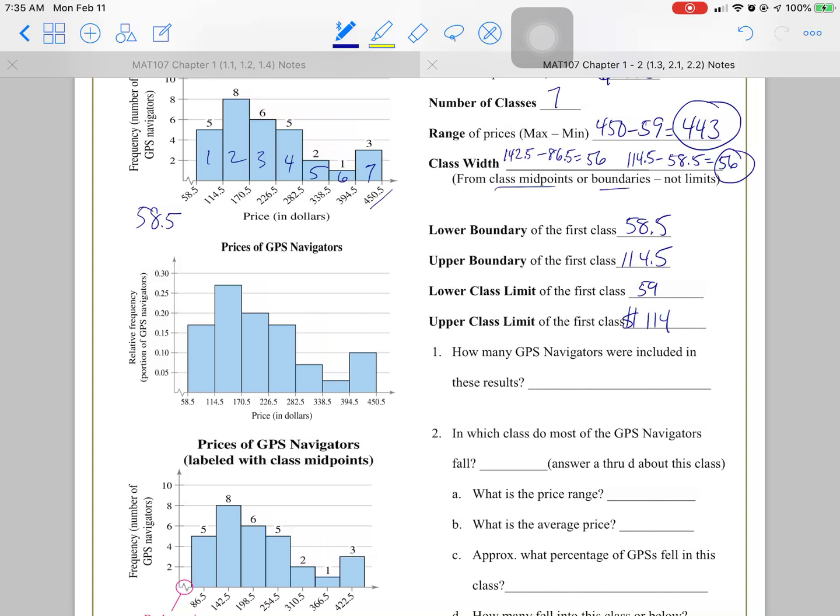How many navigators were included in these results? Look at the first one. If you add them all together, 5 plus 8 plus 6 plus 5 plus 2 plus 1 plus 3, I believe that comes out to 30 different navigators is the frequency. Add all the frequencies up and get the total frequency, gives you the sample size. N stands for sample size. So there's 30 in this sample.